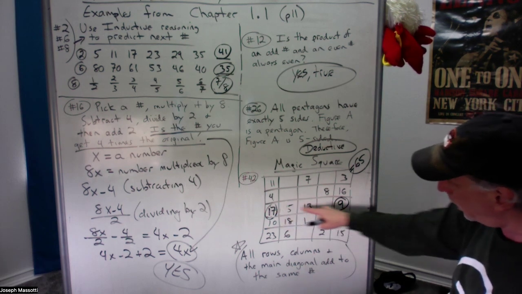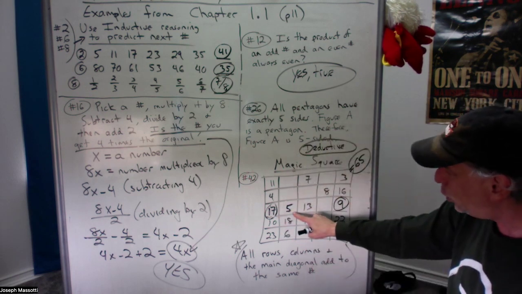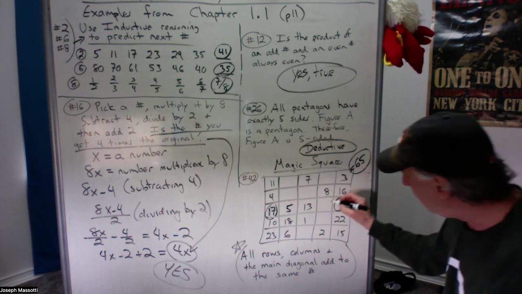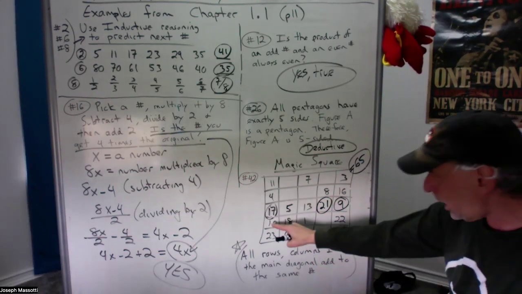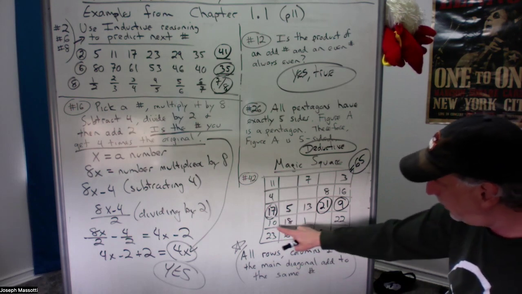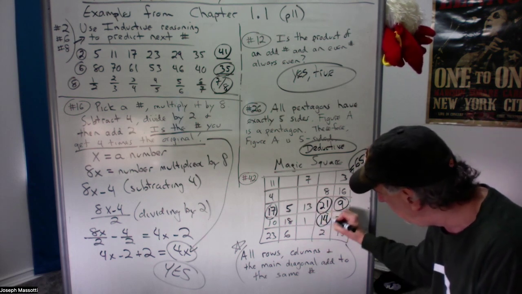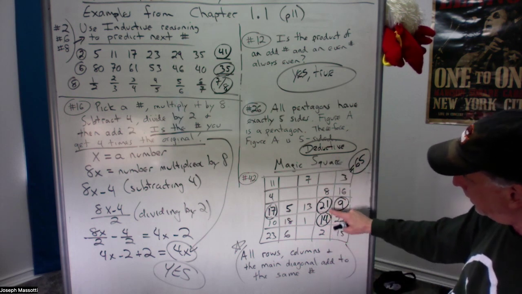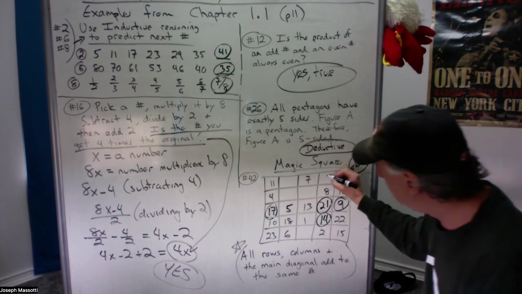Now this row has 4 numbers. 17 plus 5 is 22, 35, 44. So we know this has to be 21. Here's another row with 4. 18 and 22 is 40, 51. So we know 14 has to go here. We got this column with 4. 16, 37, 45 makes this a 20.